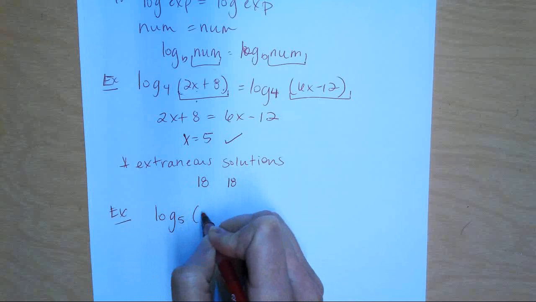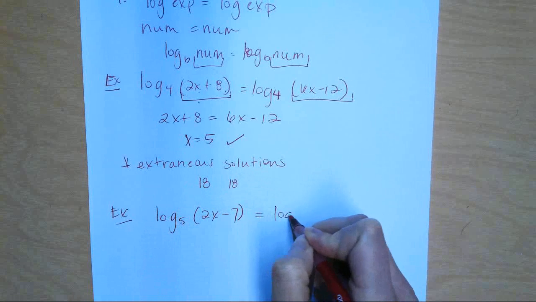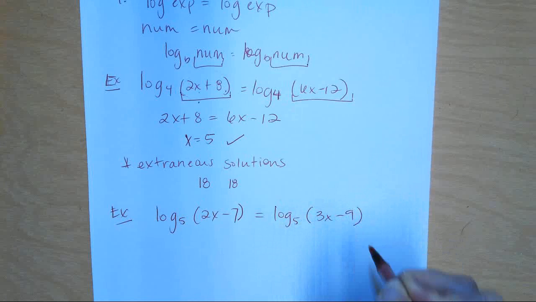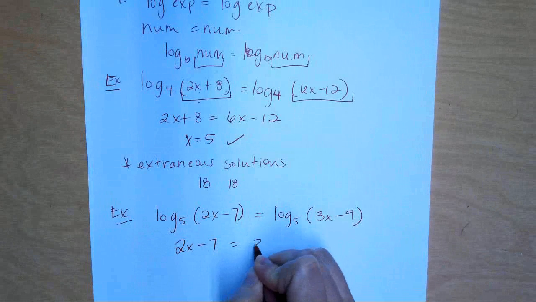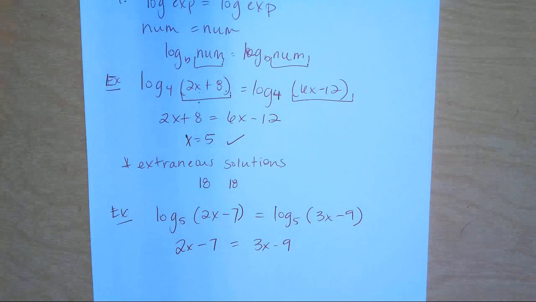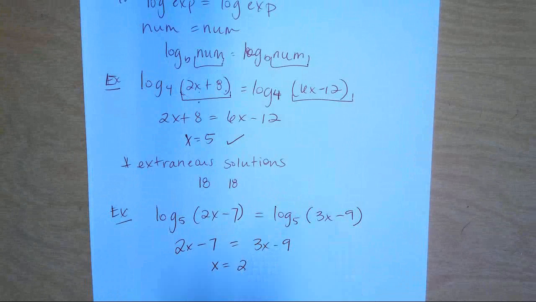Okay, next example. Log base 5 of 2x minus 7 equals log base 5 of 3x minus 9. Okay, if these things are going to be equal, what else do we know has to be equal? 2x minus 7 has to equal 3x minus 9. Go ahead, solve for x. X equals 2.